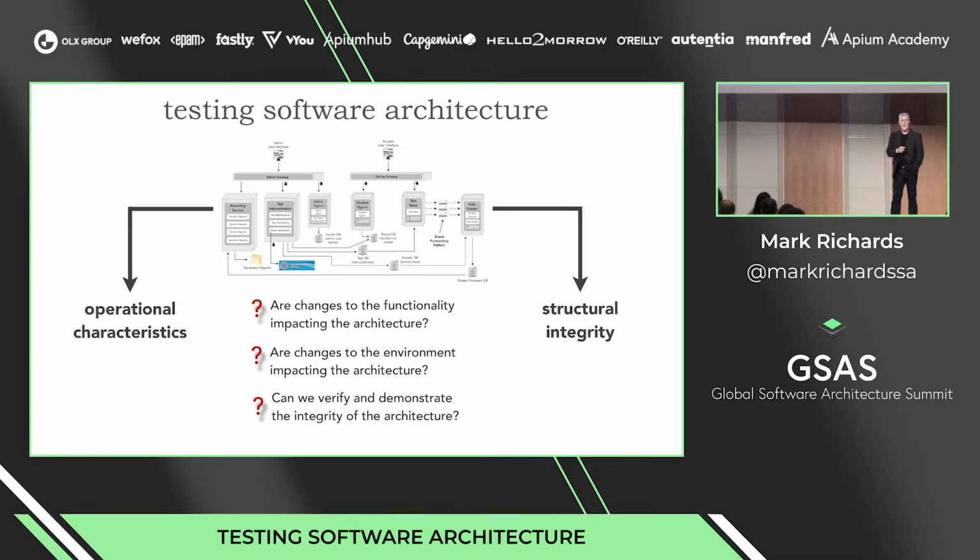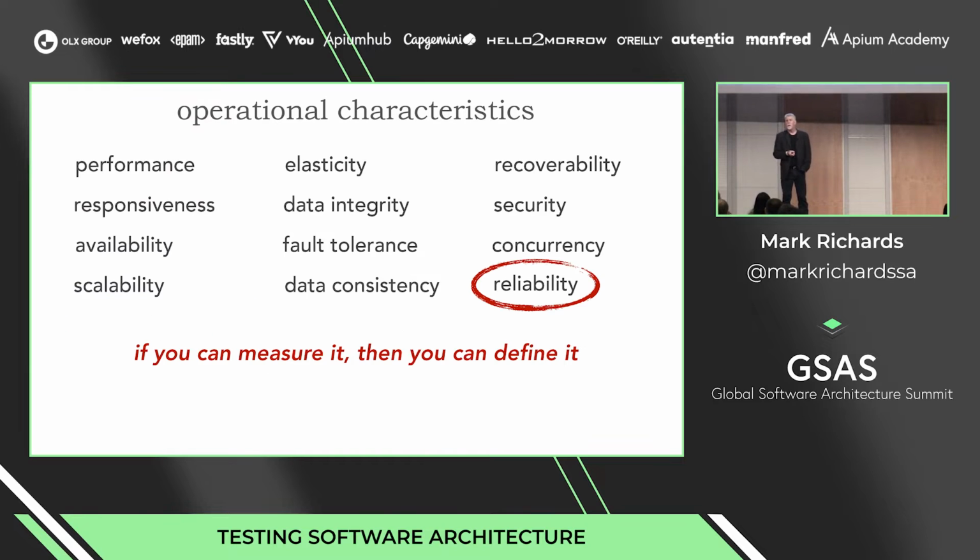Well, let's take a look at each of these types of ways of testing software architecture, independent of the functionality. And let's start by taking a look at those operational characteristics.